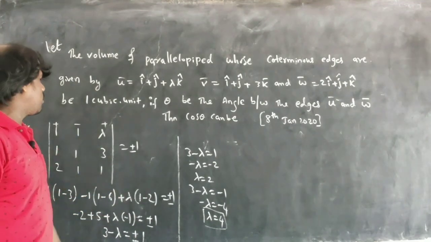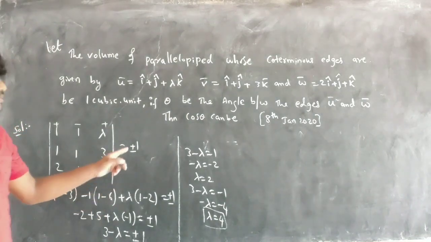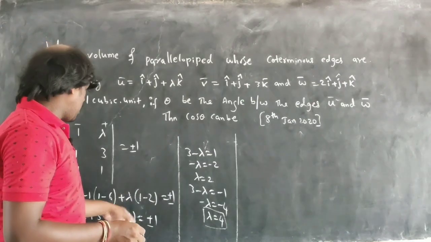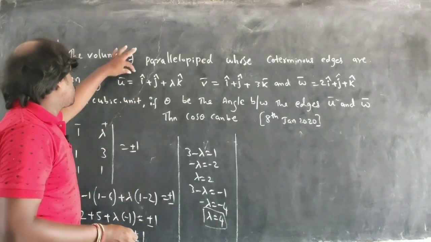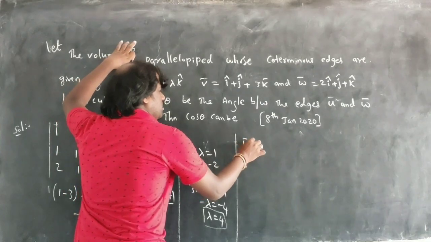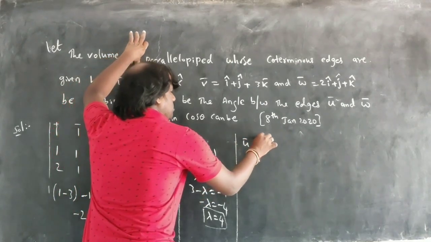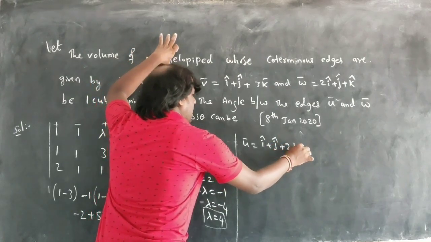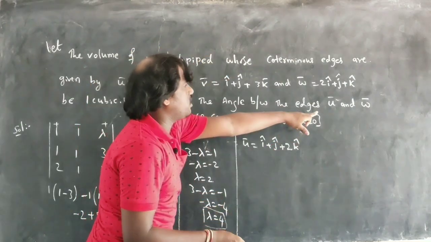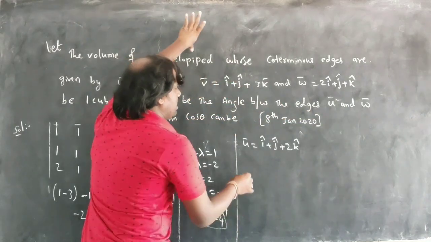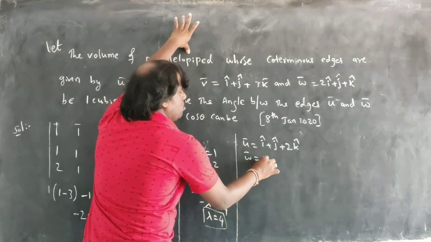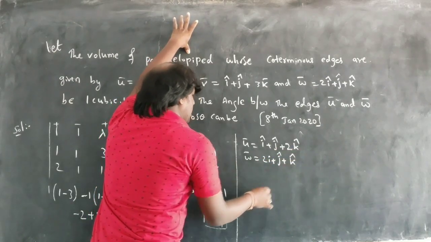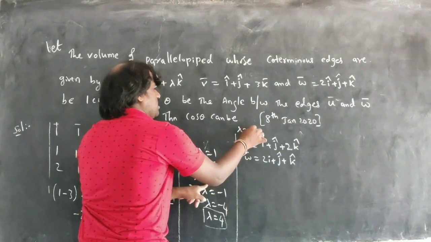Now I have to check. I will also write the options, because options are important to find this out. Now what is the question here? Lambda is 4, and you got 2. So the u vector becomes i plus j plus 2k, and here you require u and w. W you already have: W is equal to 2i plus j plus k. So if I take lambda equal to 2, I get this result.